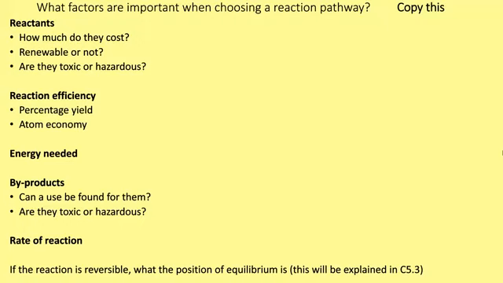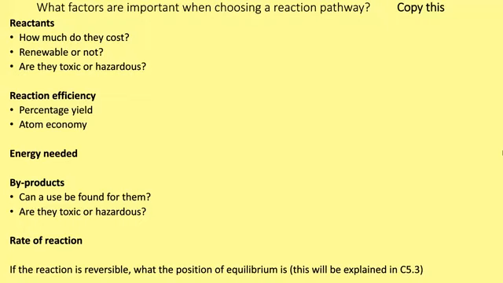In terms of our reactants, we need to think about how much they cost, because obviously the cheaper the better, because then we can make more profit. We also need to consider whether they're renewable or not, because if we're going to do something long term and in large amounts, then if something's not renewable, it's going to become in short supply and it's going to become more expensive.